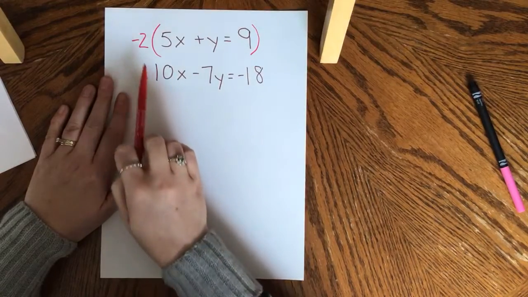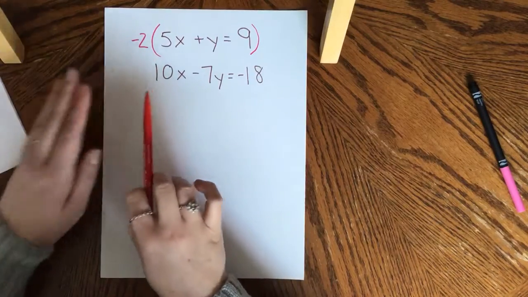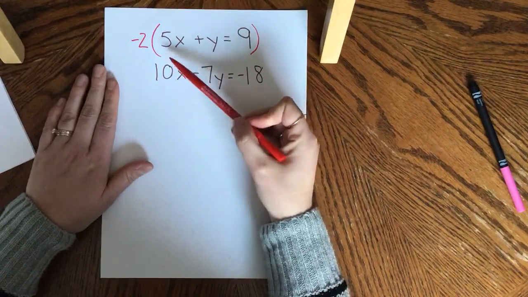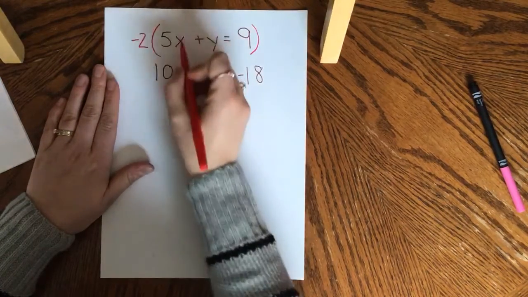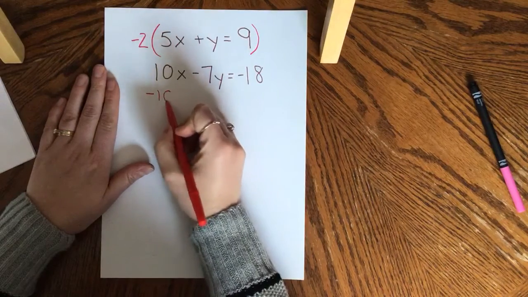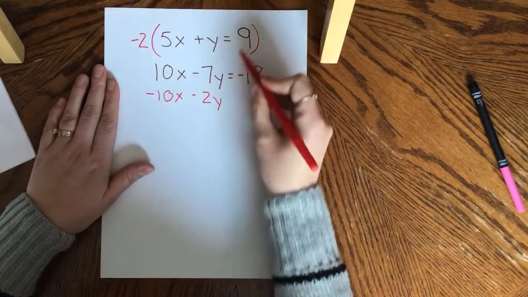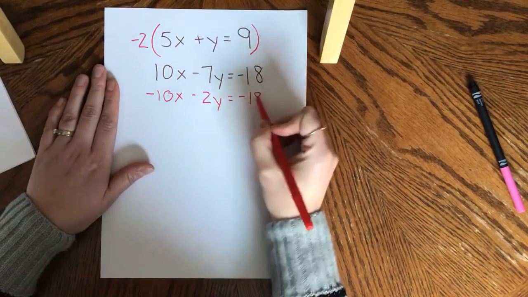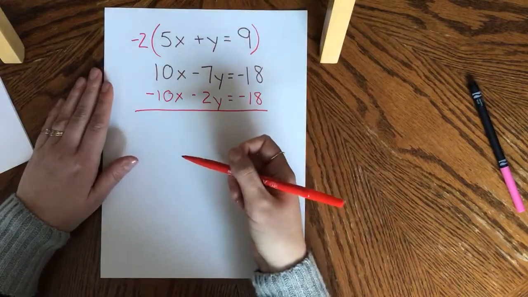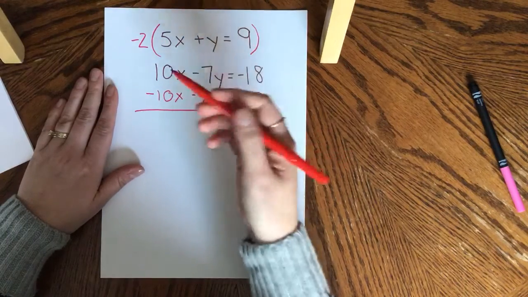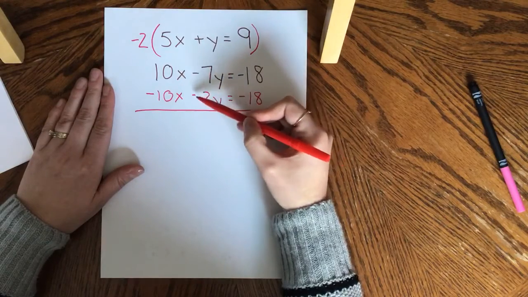The reason I'm doing that is if I take 10x and subtract 10x, I can get rid of my x's first. So I'm going to multiply by -2 so that I can later subtract. Distributing the -2, I get -10x minus 2y equals -18. Now I can take these two equations and in essence subtract them from each other. So I have 10x take away 10x and I get nothing here. I have -7y and -2y.